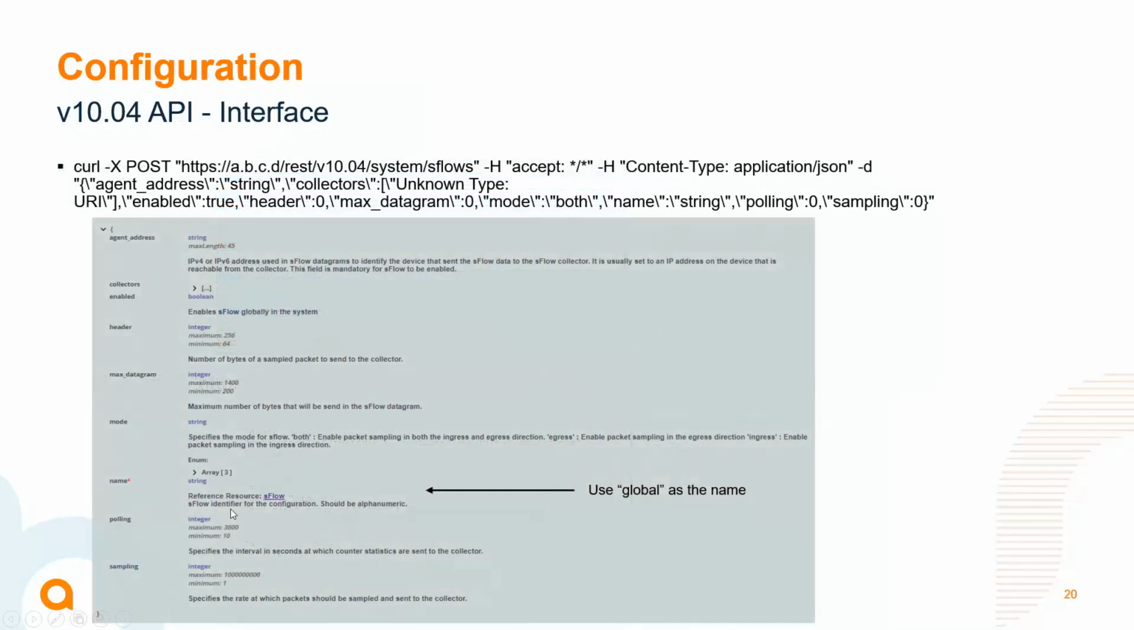This is an example where what we have now is the mode where you specify egress, that is the update of 10.7. And please note that in the name here on the dataset, you need to specify global as a name for the resource, the reference resource for S-Flow.